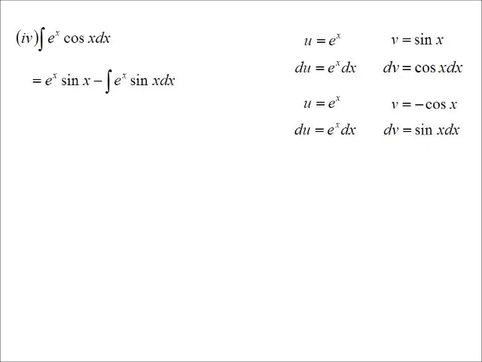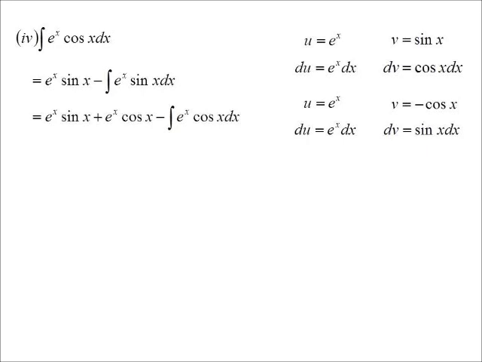So it's going to be minus, so minus the uv, so uv was minus becomes plus e to the x cos x, minus v du, but v is minus cos x. So we've got minus the integral of e to the x cos x. That was our original question.